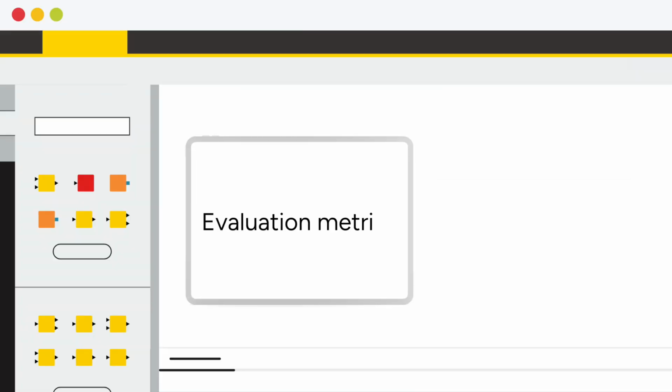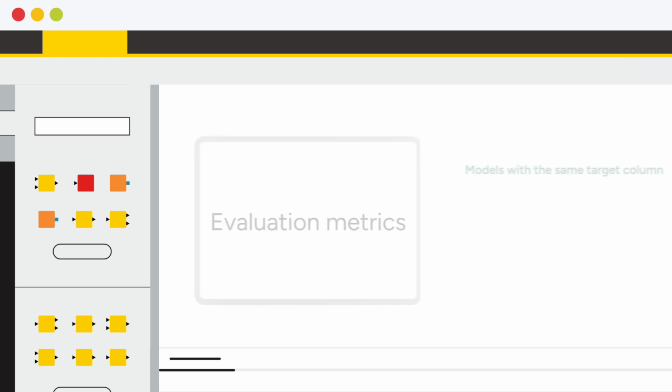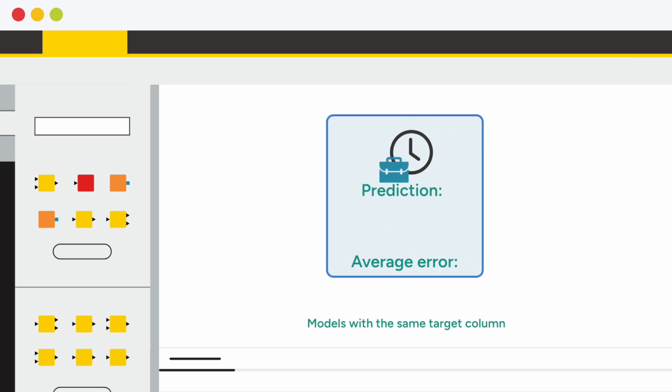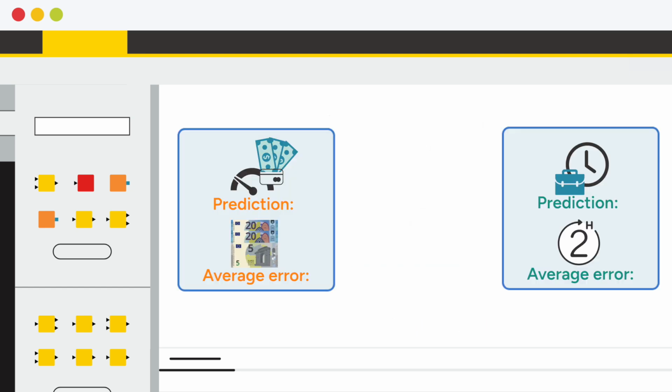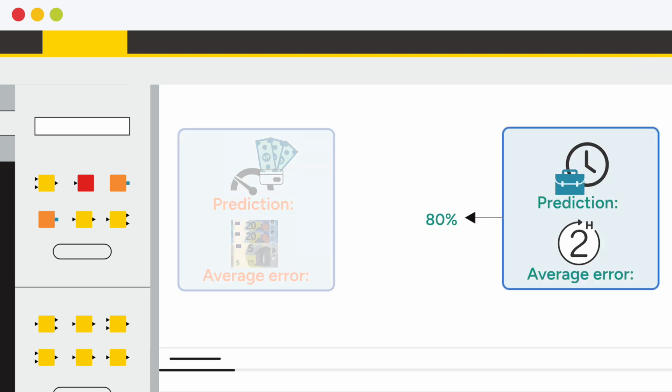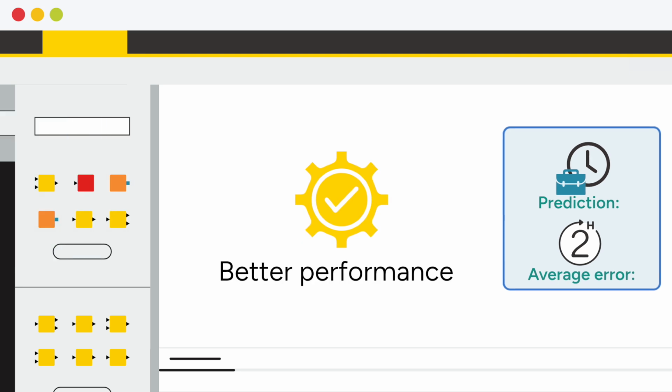Some evaluation metrics allow for comparing models with different target columns, while others allow only for models with the same target column. Suppose you have a model that predicts a credit amount with an average error of 45 euro and another model that predicts weekly working hours with an average error of 2 hours. You cannot say which model performs better based on these metrics alone. However, if the first model explains 60% of the variance of the credit amount and the second model explains 80% of the variance of the working hours, and the number of independent columns is not very different, you can say the second model performs better.